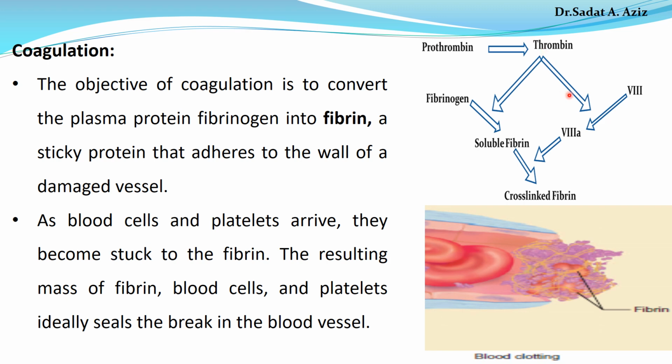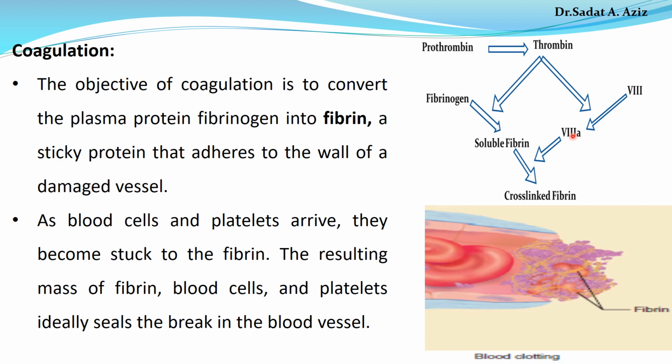What is the function of thrombin? It activates factor 8, and it also leads to the conversion of fibrinogen into soluble fibrin. So thrombin has two functions. The first one is activation of this factor, and the second one is the conversion of fibrinogen, which is the inactive form, into soluble fibrin.